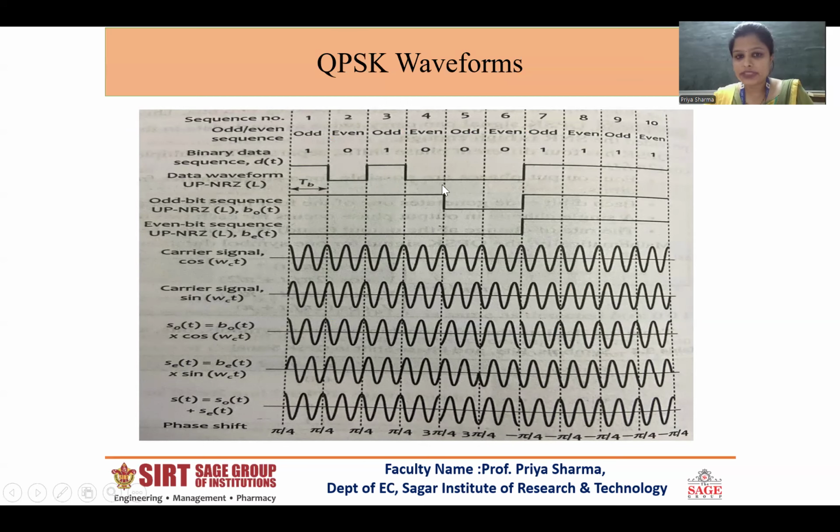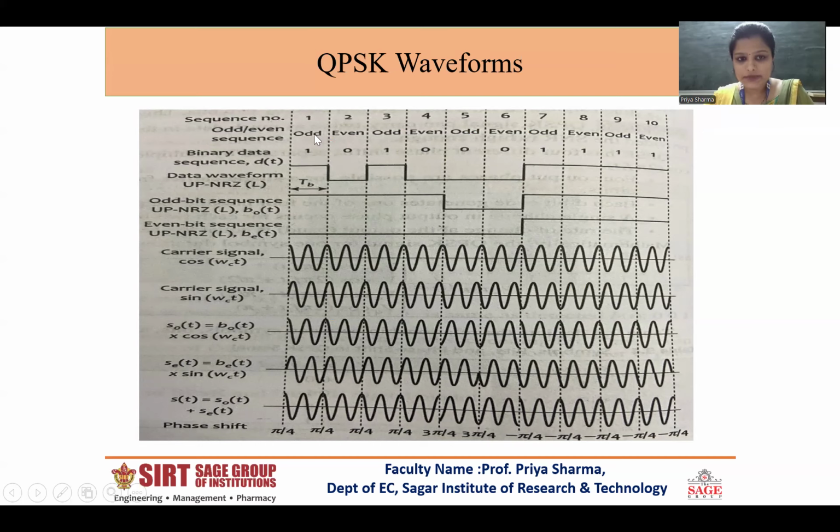Students are very confused by these waveforms. This is our binary sequence or the message signal, which is given as this binary data sequence d(t), 10100011111. So we'll divide this into odd and even. This is our first, then second, third, fourth, fifth, sixth, and likewise, and mark it as odd and even. So basically, first we take the odd sequence. The odd sequence is 1, 3, 5, 7, and 9. And the 11th bit is not given, so we'll consider only up to 9.